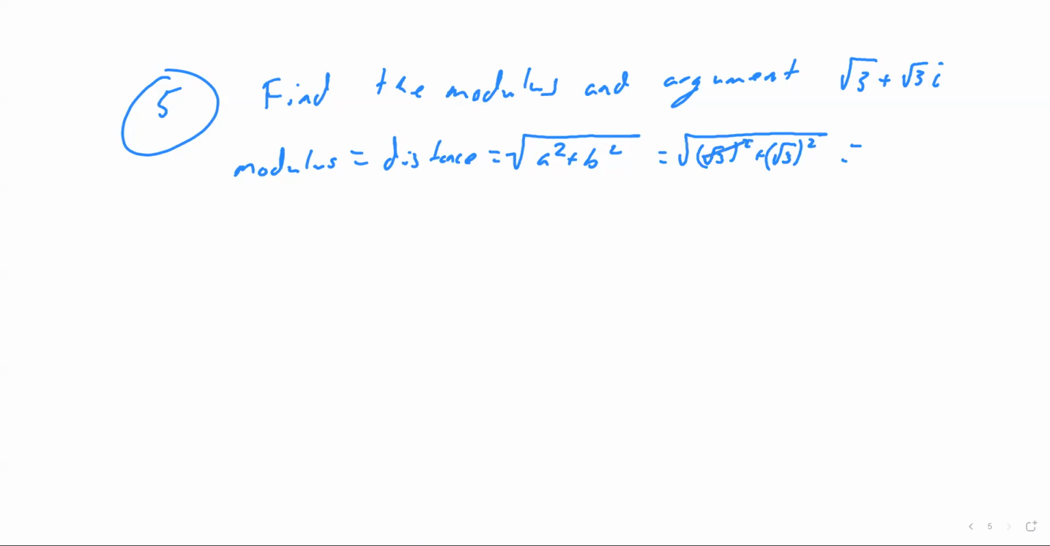Cancels on the inside. So therefore I get 3 plus 3. What is 3 plus 3? 6. But notice I still have a square root around it. The square only canceled the square root on the inside, but the big square root is still there. Okay.